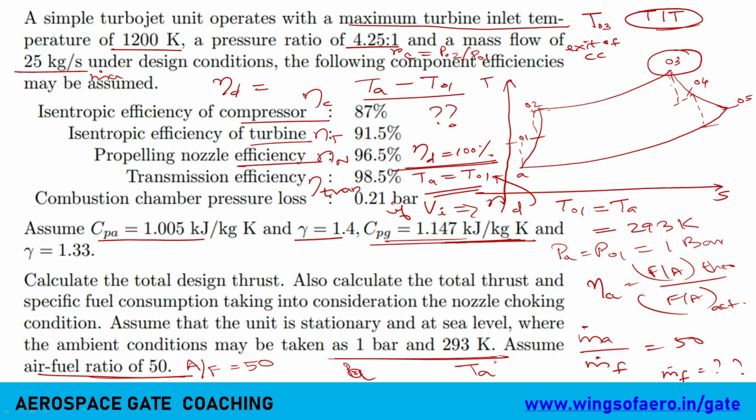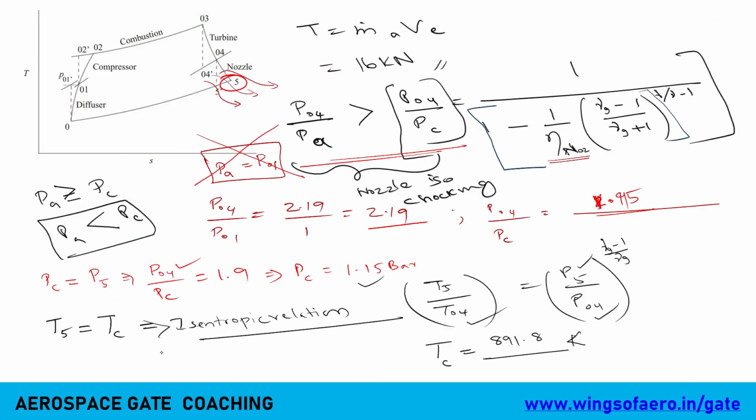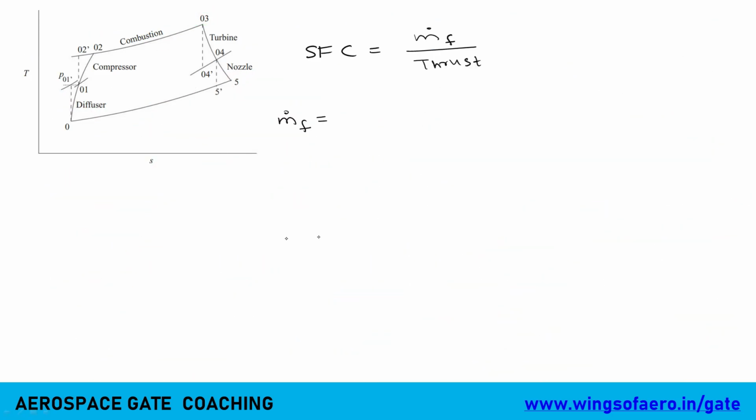See the last line. Assume the air fuel ratio is 50. They have given the air fuel ratio as 50, not 50%, 50. That is mass flow rate of air by mass flow rate of fuel.